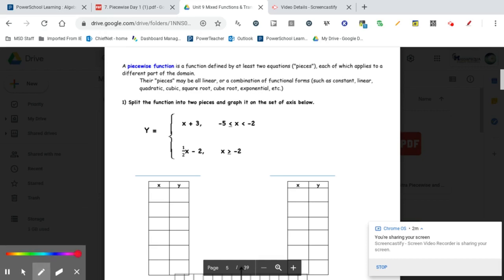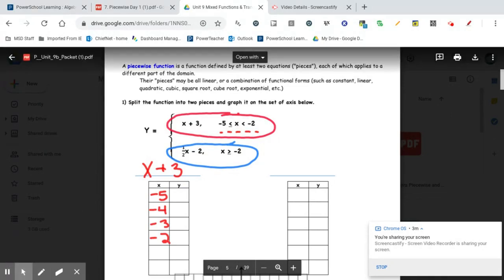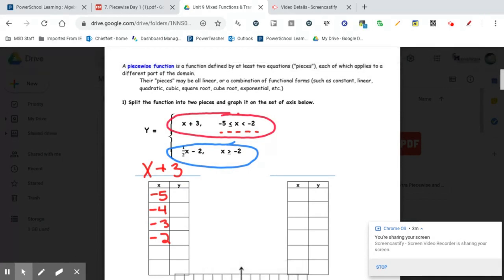Pretty much this function has 2 pieces. So your first piece is the top part, and the second piece is the bottom part. And what that really means is we're going to graph x plus 3 between the values of -5 and -2. So we're going to do -5, -4, -3, and -2. I'm also taking a look at the 2 symbols here and here to see if we're going to have a closed circle or an open circle.